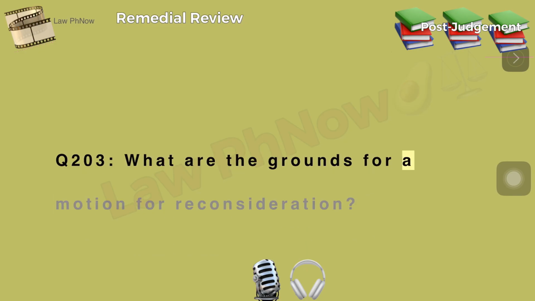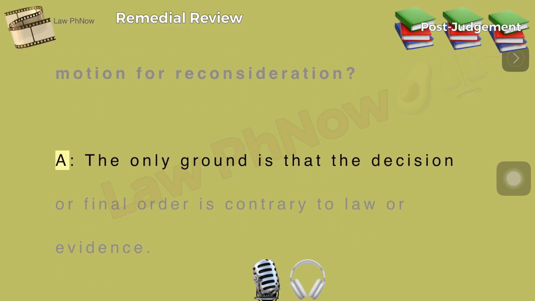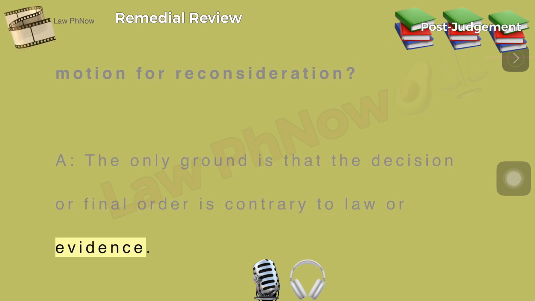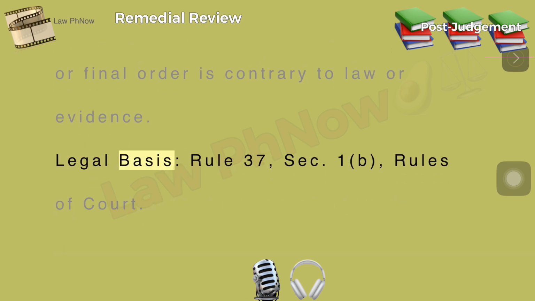Q203. What are the grounds for a motion for reconsideration? A. The only ground is that the decision or final order is contrary to law or evidence. Legal basis, Rule 37, Section 1(b), Rules of Court.